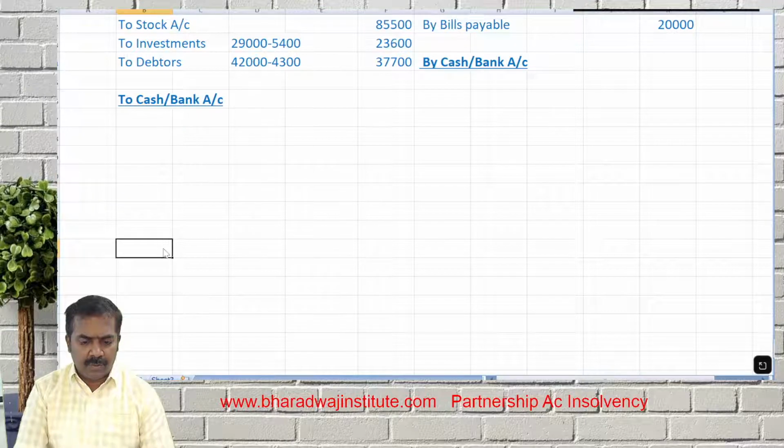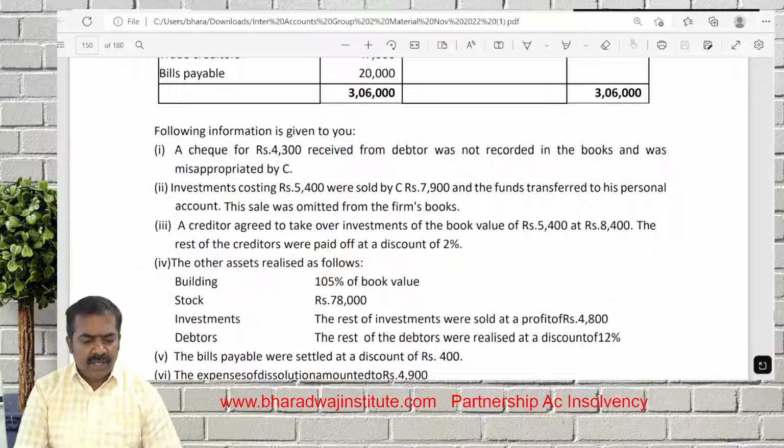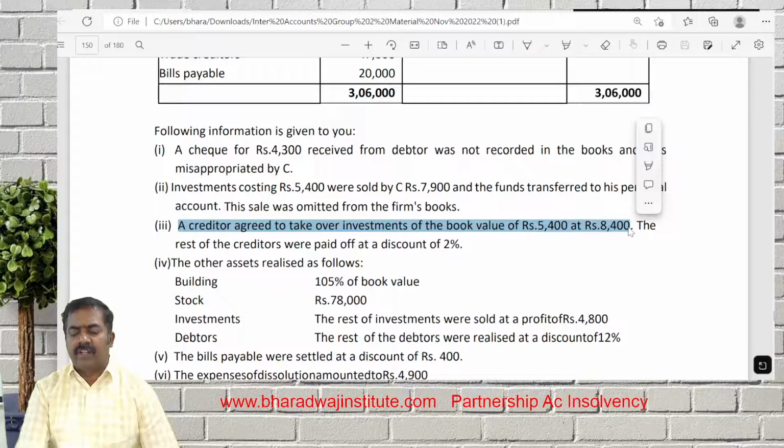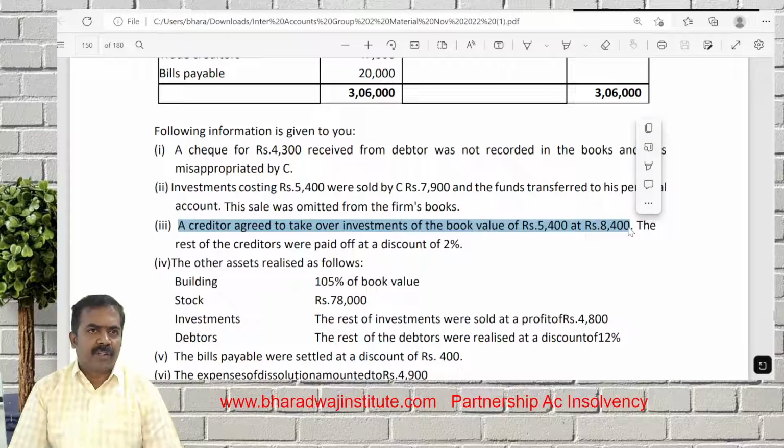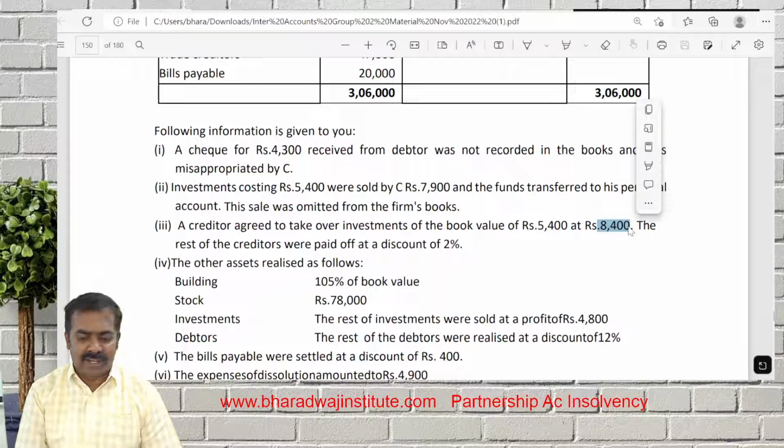Let us do some working notes also. Go to this. A creditor agreed to take over investments at a book value of 5,400 for 8,400. Wait, will it be recorded in books? No. Liability is attaching the asset. When a liability is attaching the asset, to the extent we don't realize money or we don't pay the money, we don't get this 8,400 or we don't pay this 8,400, no entry for this.